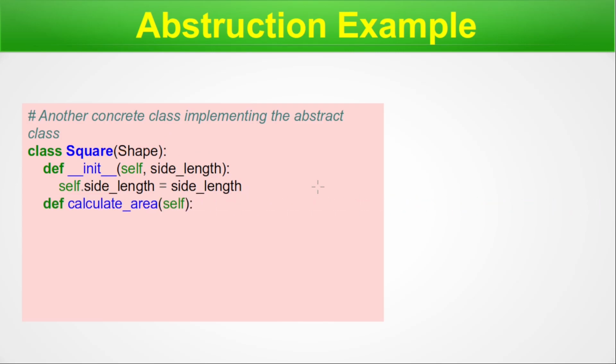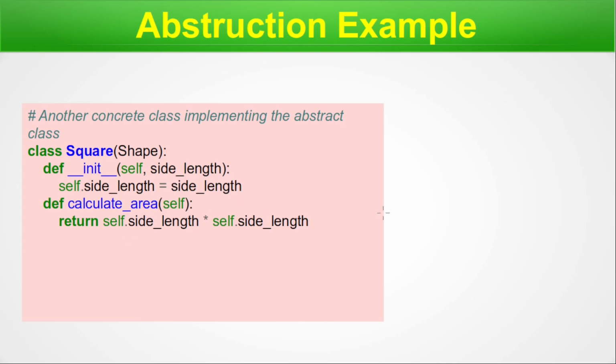Then we have def calculate_area, and now we have a specific definition instead of an abstract definition. Here a return statement is there instead of pass, and here we write self.side_length * self.side_length. That means the length squared, so that is the area of the square. The length of the side, we make it a square, and it will give the area, which we are calculating using calculate_area.